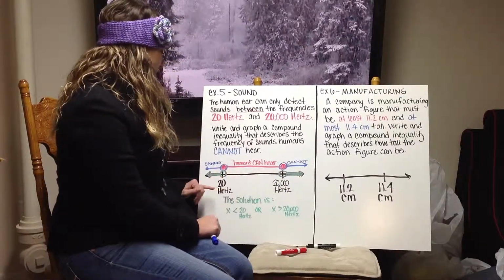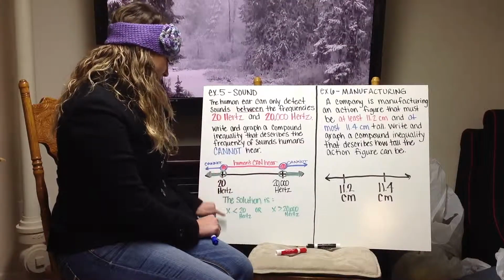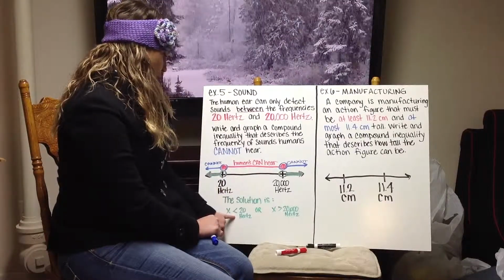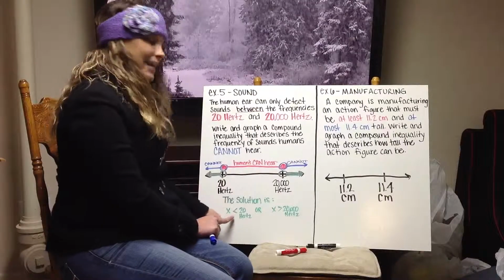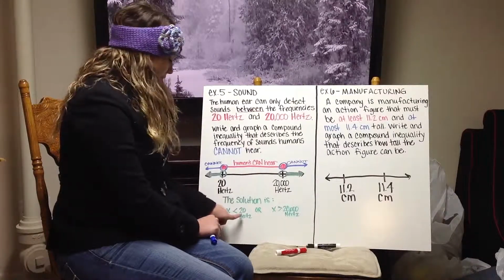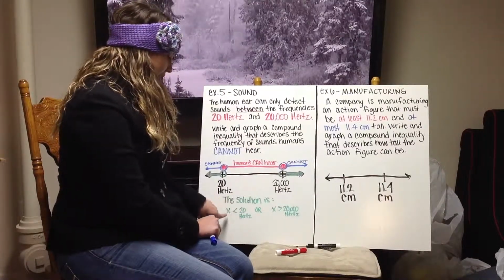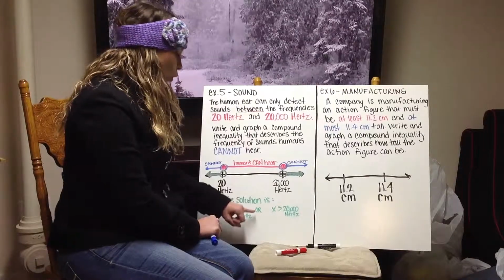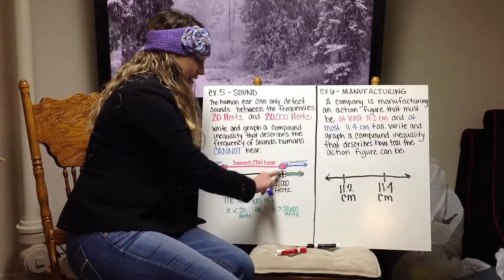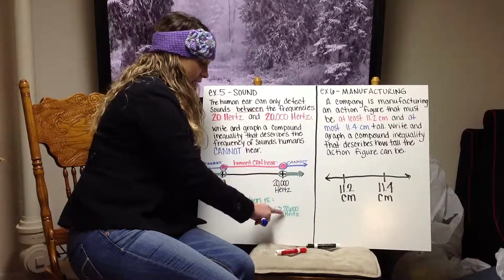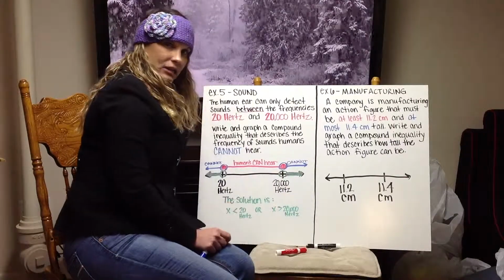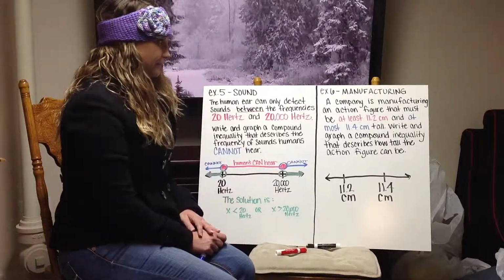When you're writing these, again, I'm going to look right here. X is less than 20. It's all the numbers less than 20. It doesn't say equal. And so our solution here is X is less than 20 hertz. Or we can also have these sounds over here that cannot be heard. It's greater than 20,000 hertz. So that would be our solution.